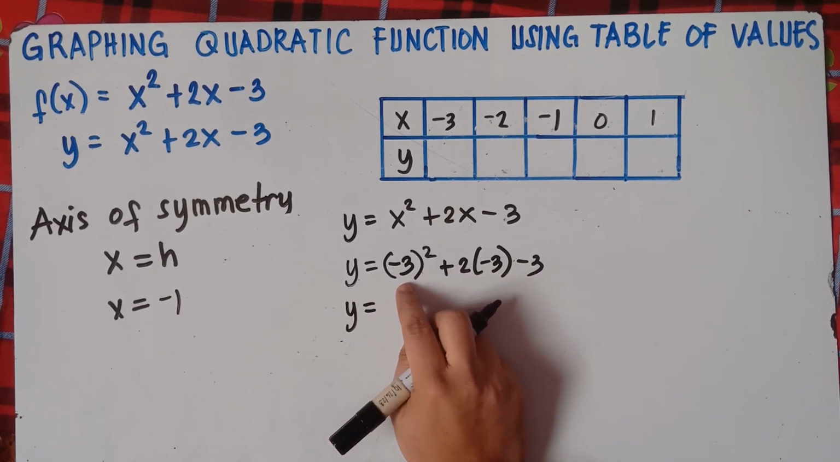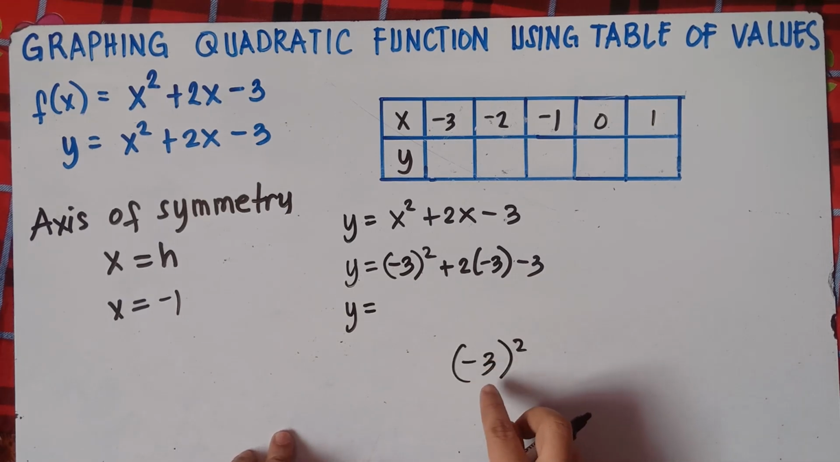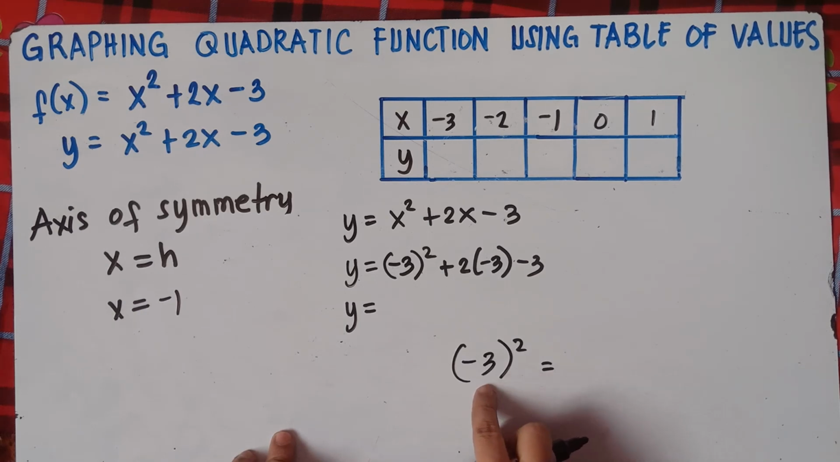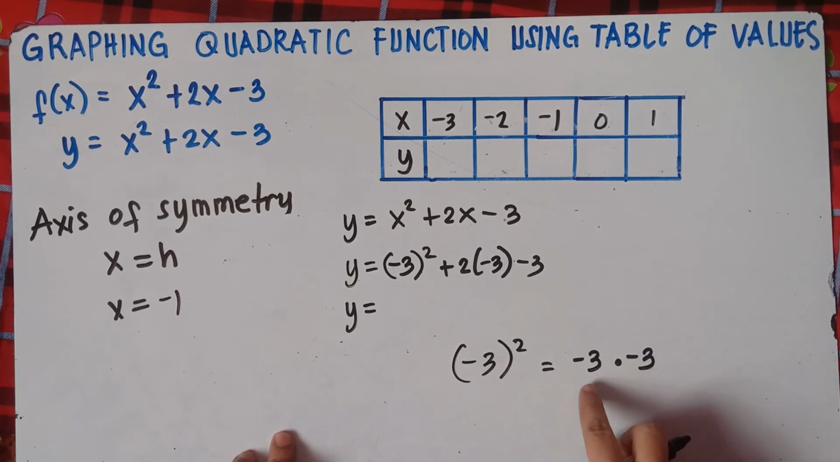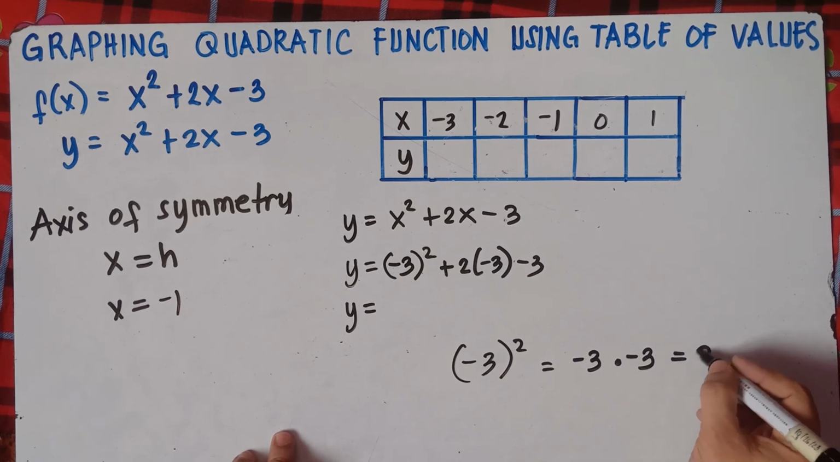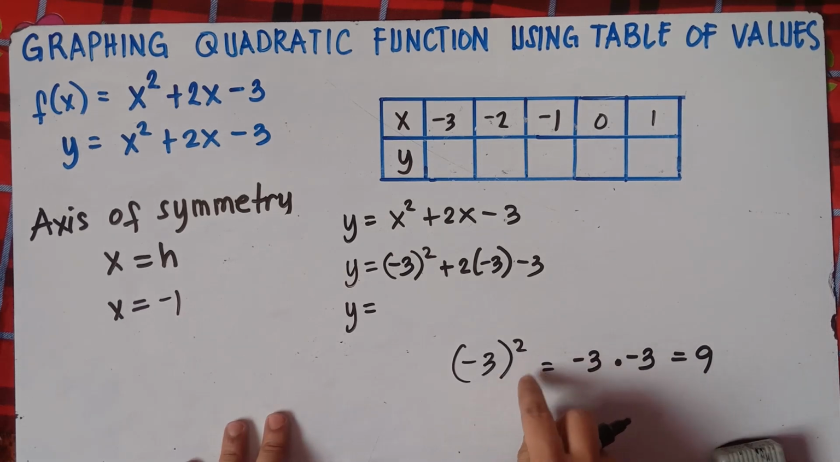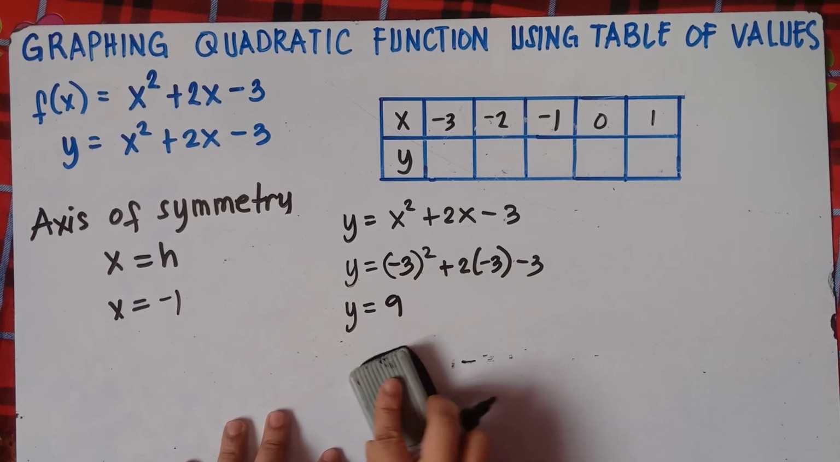What do you mean by that? So once again, negative 3 squared doesn't mean negative 3 times 2. It means that you multiply this negative 3 by itself twice. This is negative 3 times negative 3, that would be positive 9. Negative times negative is positive. 3 times 3 is 9. So negative 3 squared means negative 3 times negative 3. So this will be positive 9.